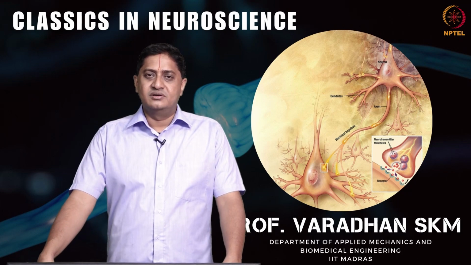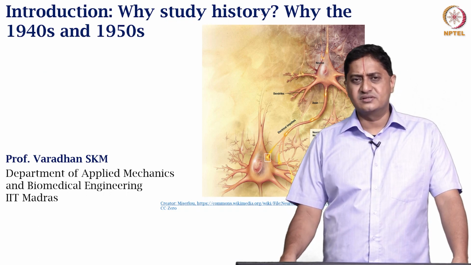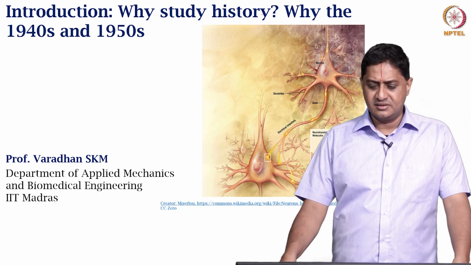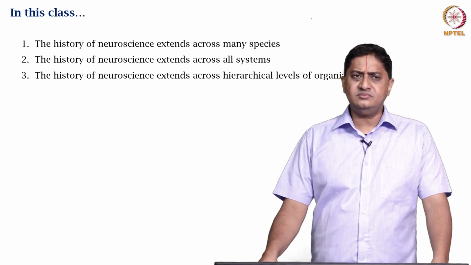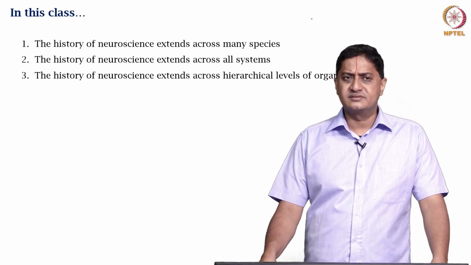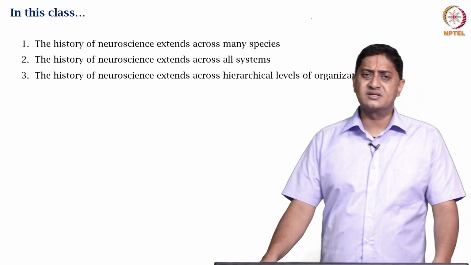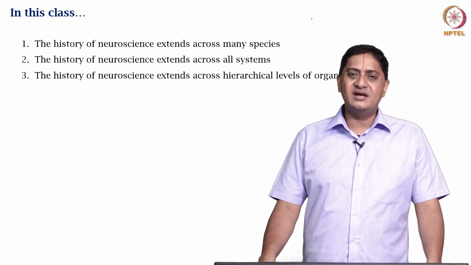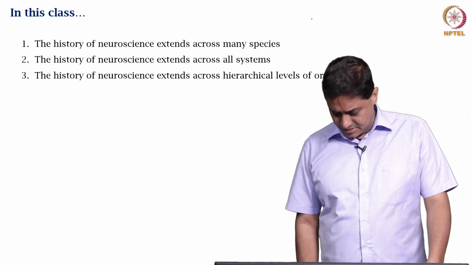Welcome to this video on classics in neuroscience. We have been looking at the first set of videos on why we have to study the history of neuroscience, especially why study the years 1950s. In this video, we will be discussing a few points as to why the history of neuroscience extends across many species, across many systems, and across many hierarchical levels of organization. We will be looking at these three topics in this video.